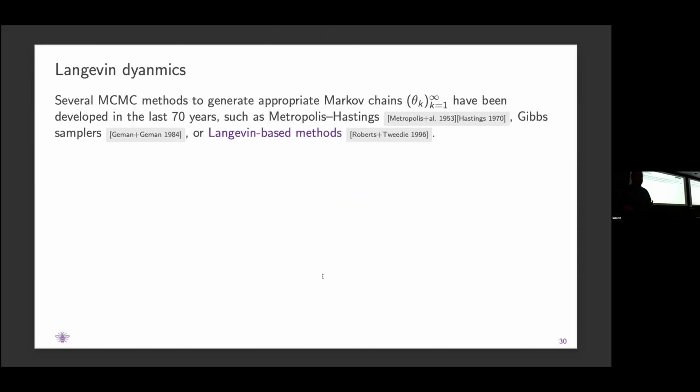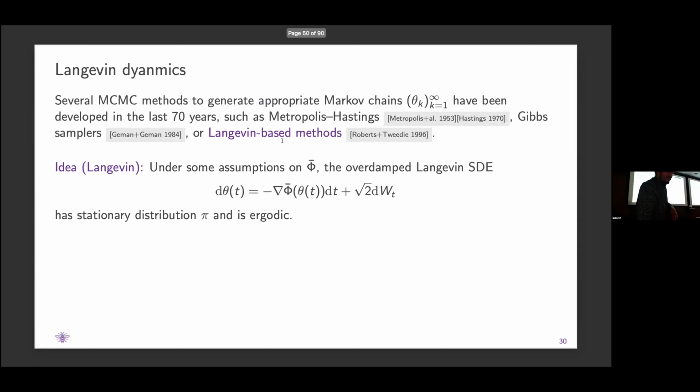There are many algorithms to do so, and in this setting we will look at Langevin-based methods. The idea is essentially to look at the overdamped Langevin equation; underdamped works as well, but we do only overdamped now. So look at the overdamped Langevin equation of this potential phi bar. Under some assumptions, this actually has the stationary distribution, and is also ergodic.